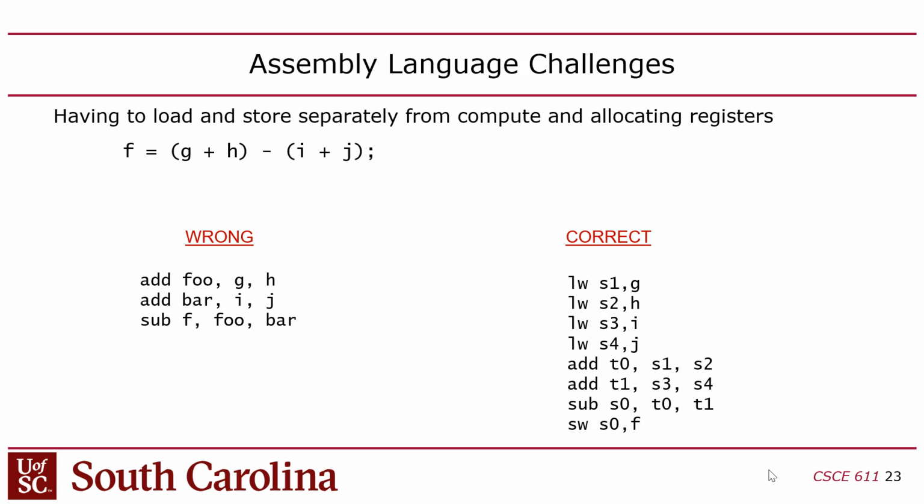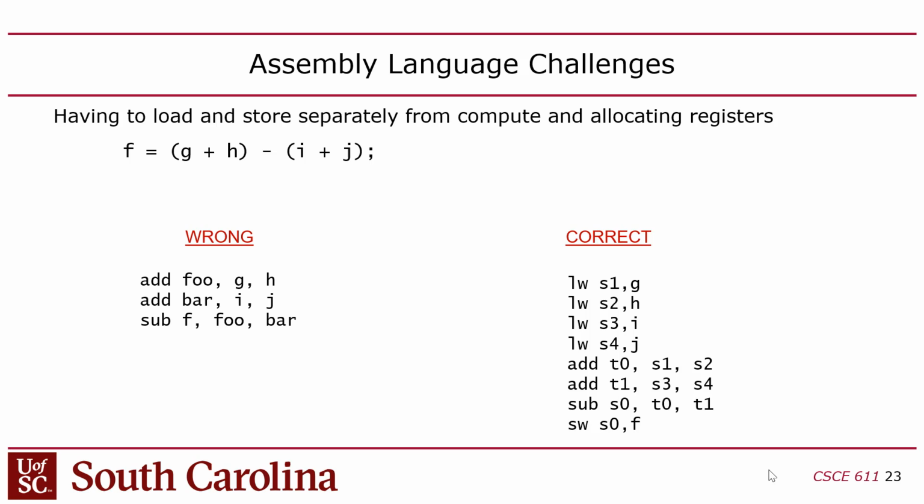If you have a line of C code that says f equals g plus h minus i plus j, computers can only add, subtract, multiply, or divide 2 values at a time. And so if you want to do something with more than 2 values, you have to break it down into sub-expressions. In this case, you want to add g and h, and you want to add i and j, and then subtract those 2 intermediate values, right?